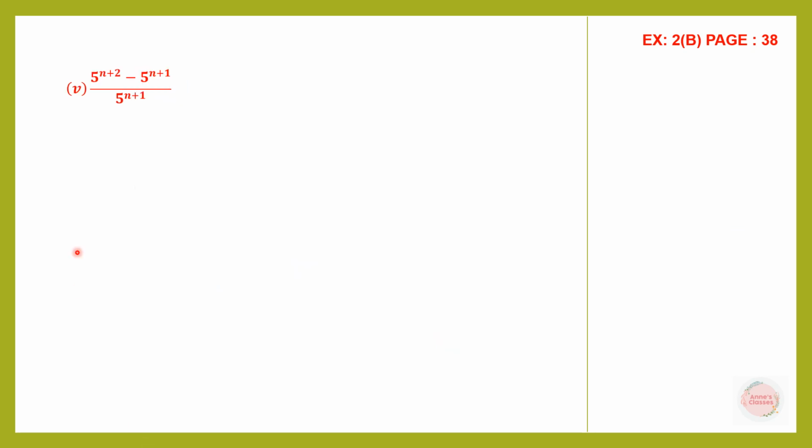Question 5. (5 raised to the power of n plus 2 minus 5 raised to the power of n plus 1) by 5 raised to the power of n plus 1. Now here we need to be very careful. It's minus, so there's nothing that we can cancel here. We need to work this out carefully.